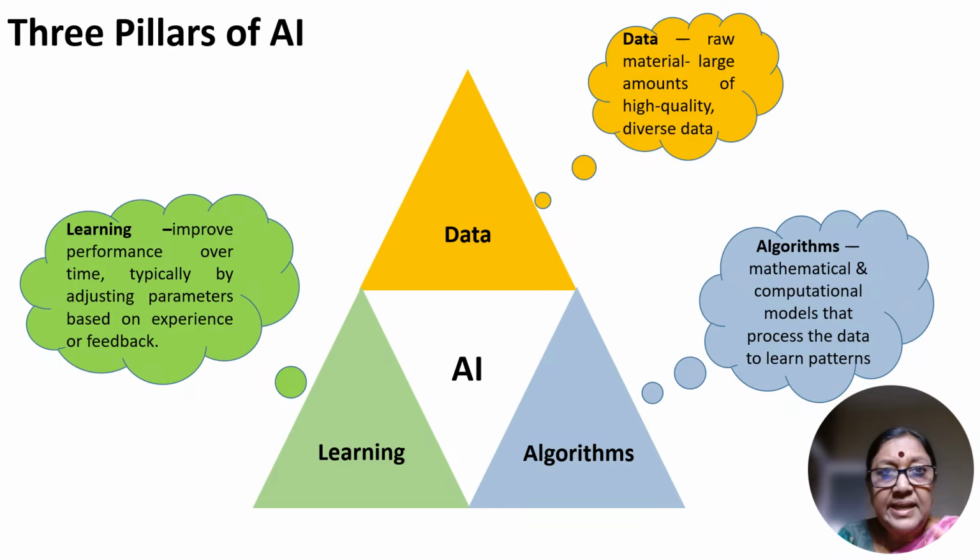So you have data, you have algorithms, and you have learning. These are the basic three pillars of AI. Remember, not all places have it this way, but these are the three basic pillars of AI.